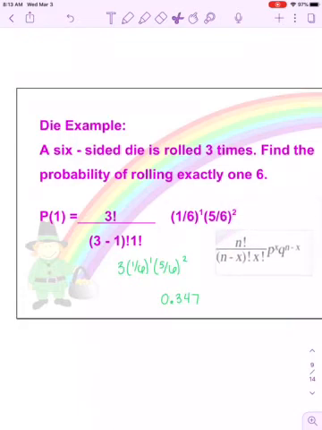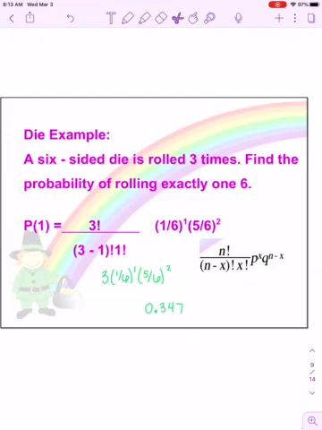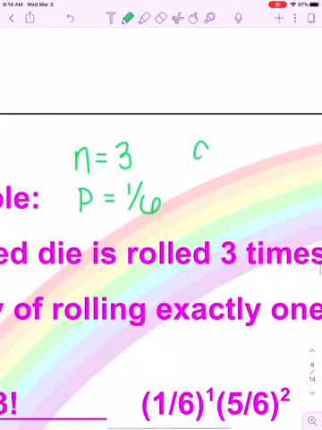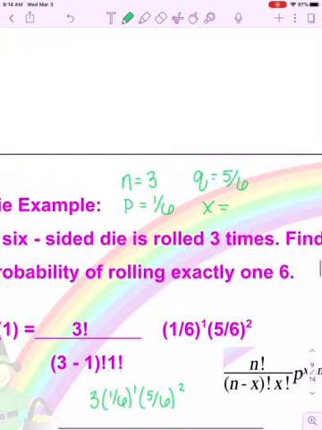So here's our formula. We're going to talk about where all these numbers came from. A 6-sided die is rolled 3 times. Find the probability of rolling exactly 1 six. So my N, how many times am I going to try? 3. My probability of success, what's the probability of rolling a 6? 1 out of 6. Q, what's my probability of not rolling a 6? 5 out of 6. And X, this time I know what it is, exactly 1.